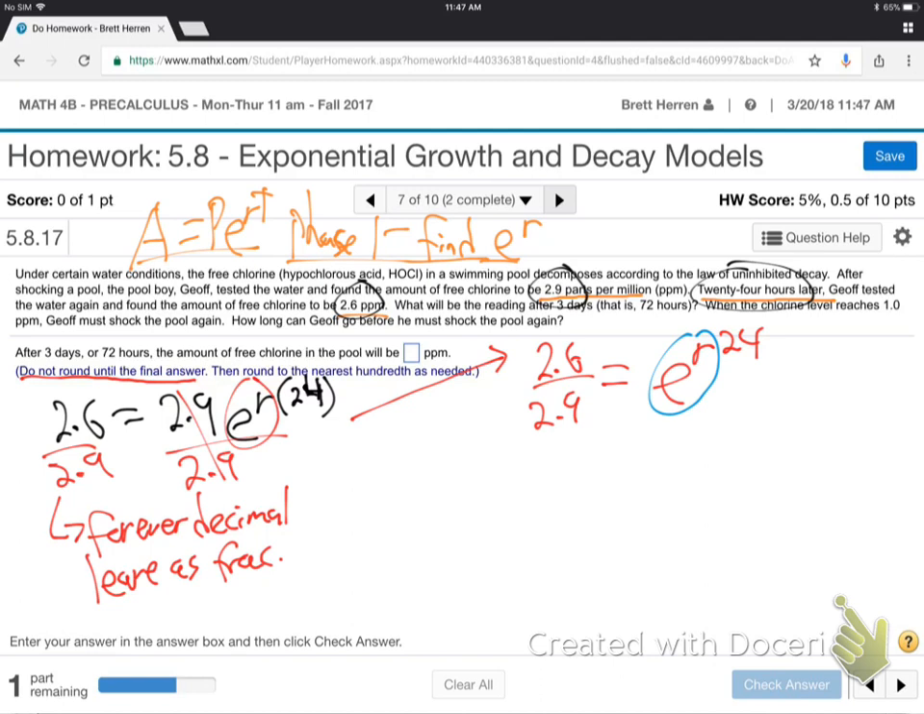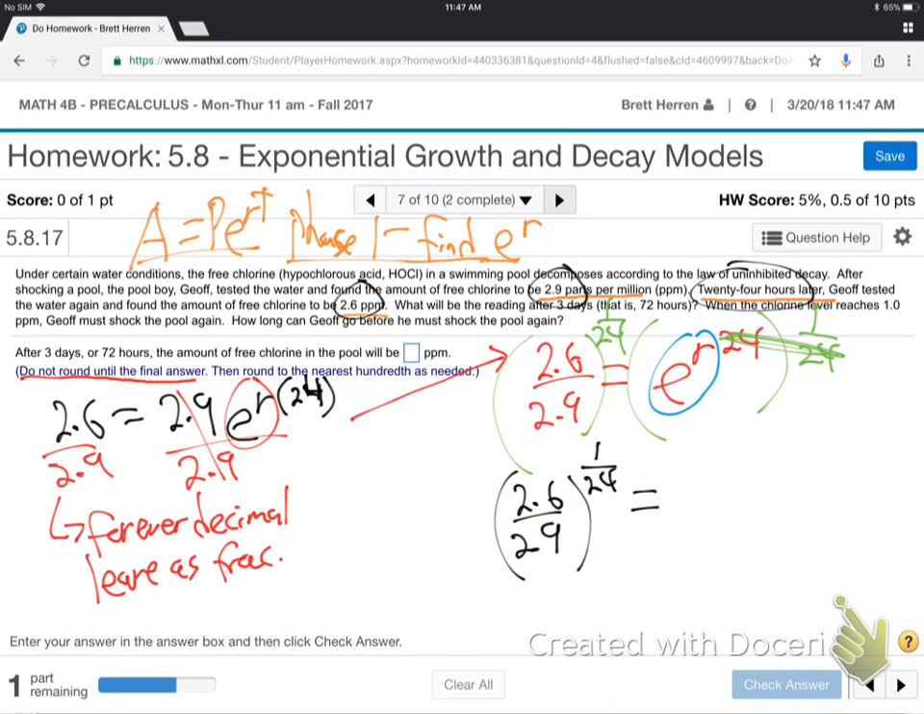So we'll say, okay, 1/24 on this side, and boom, those cancel, don't they? So what does that give us? That gives us 2.6 over 2.9 to the 1/24 equals e to the r. So we got e to the r alone. No rounding, no decimals, it's exact. Good? So as soon as we get that, we go, okay, we've got our PERT formula.